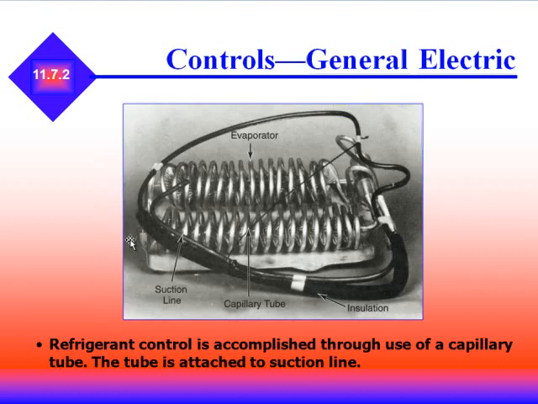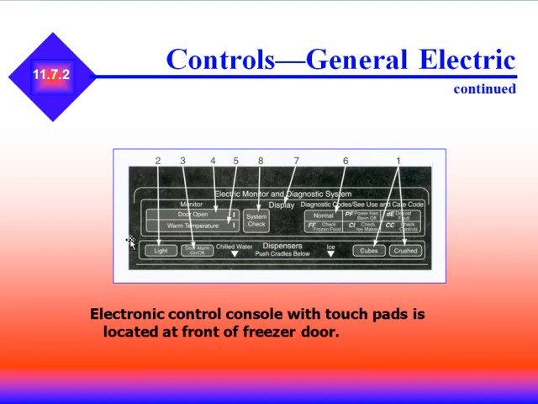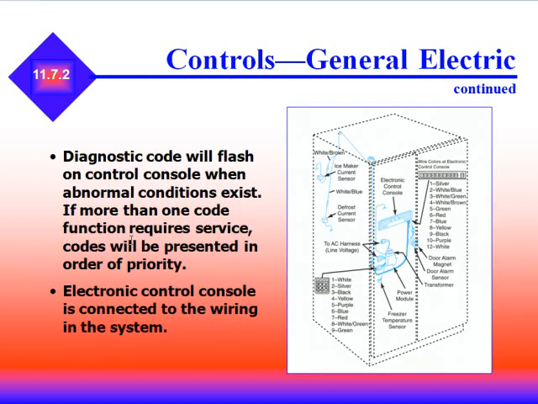Refrigeration control is accomplished through the use of a capillary tube. The tube is attached to the suction line. Electronic control console with touchpad is located at the front of the freezer door. Diagnostic codes will flash on the control console when abnormal conditions exist. If more than one code function requires service, codes will be presented in order of priority.